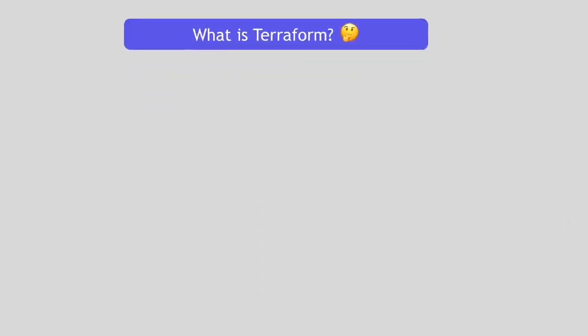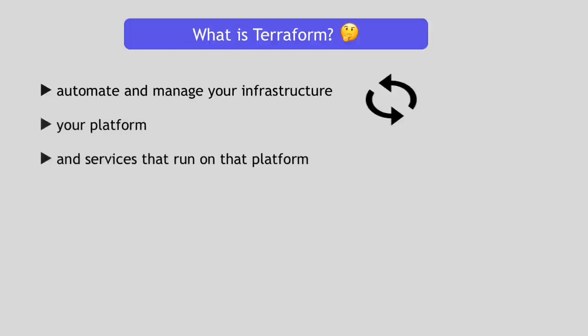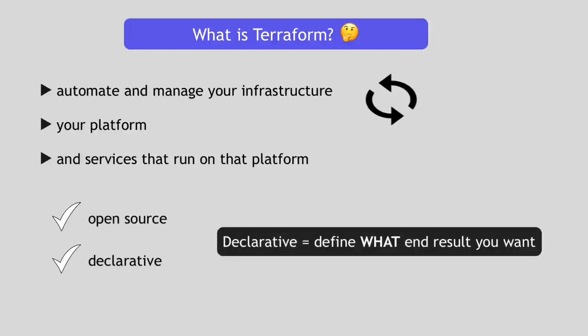Terraform allows you to automate and manage your infrastructure and your platform and services that run on that infrastructure. It's open source and it uses declarative language, meaning you don't have to define every step of how this automation and management is done. You just declare what you want, the final result or end result, and Terraform will figure out how to execute it.